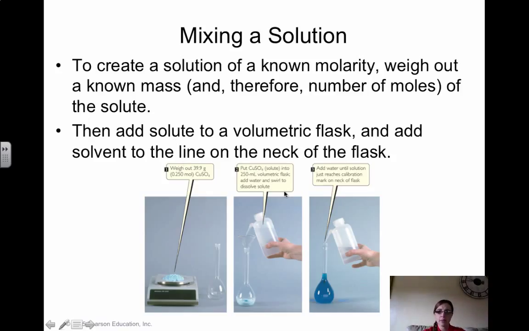First, you want to add a little bit of water. Always use distilled. Mix it up a little bit, swirl it, let it dissolve. Then fill it, typically with water, to the line on the neck of the flask. Make sure you are exactly at that line. These volumetric flasks are the best way to mix a solution. Never use anything else. Always use a volumetric flask.